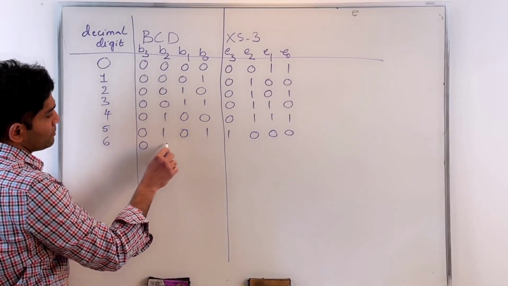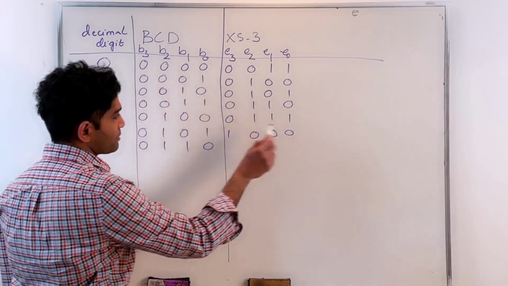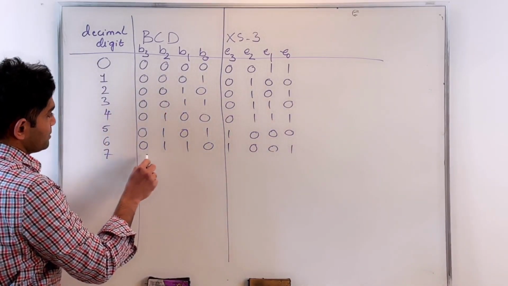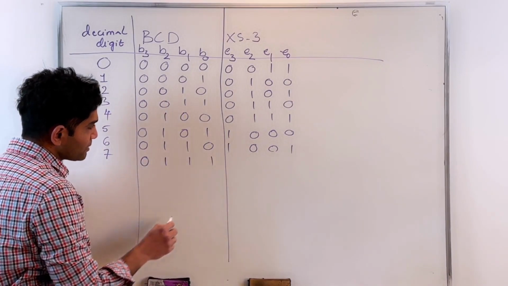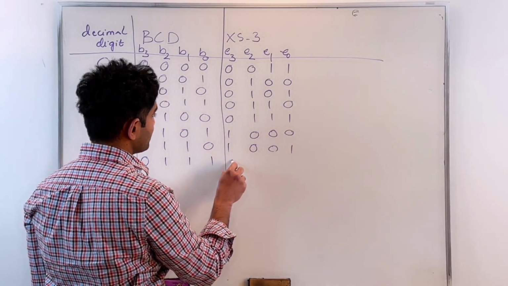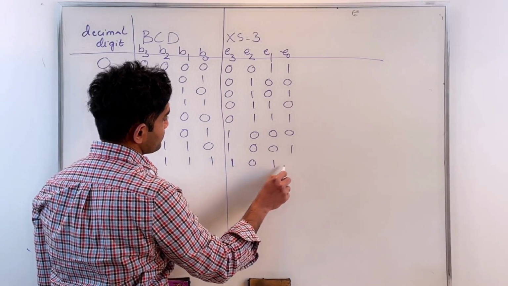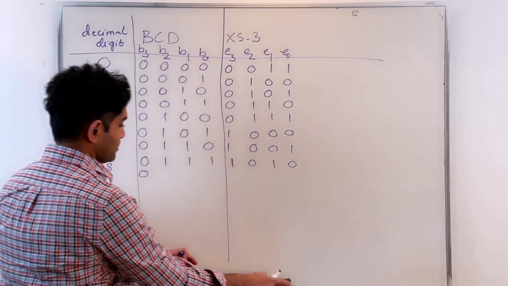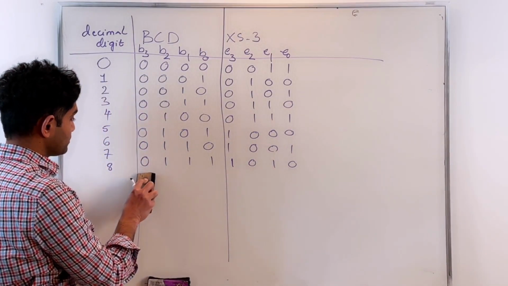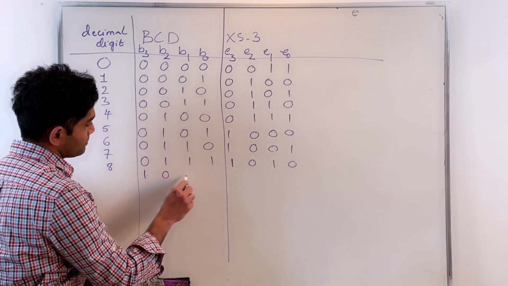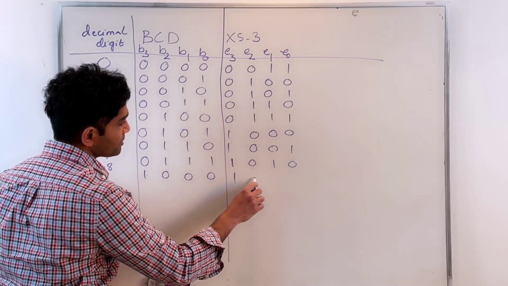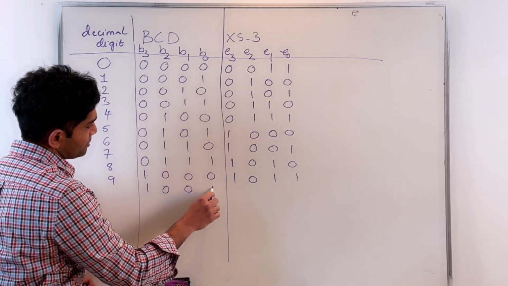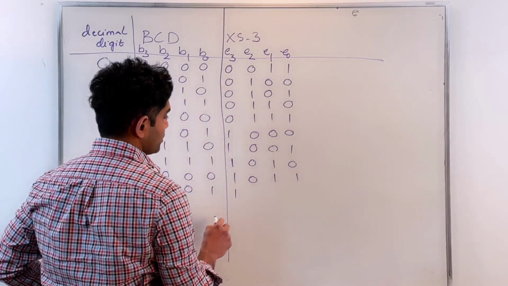6, 0, 1, 1, 0. Corresponding XS3 code is 9, 0, 1, 1, 1. Corresponding XS3 code is 10, 1, 0, 1, 0. 8 is 1, 0, 0, 0. And the corresponding XS3 code is 11. 9 is 1, 0, 0, 1. Corresponding XS3 code is 12.